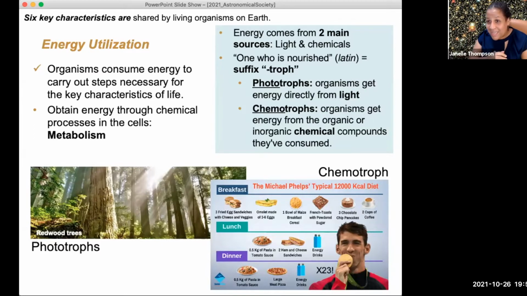And so the example I give in my class is the chemotroph Michael Phelps, won 23 gold medals. And I was just so impressed by this infographic on his diet. That's a lot of healthy eating for winning Olympic gold medals. But so Michael Phelps is an example of a chemotroph. You and I are chemotrophs.